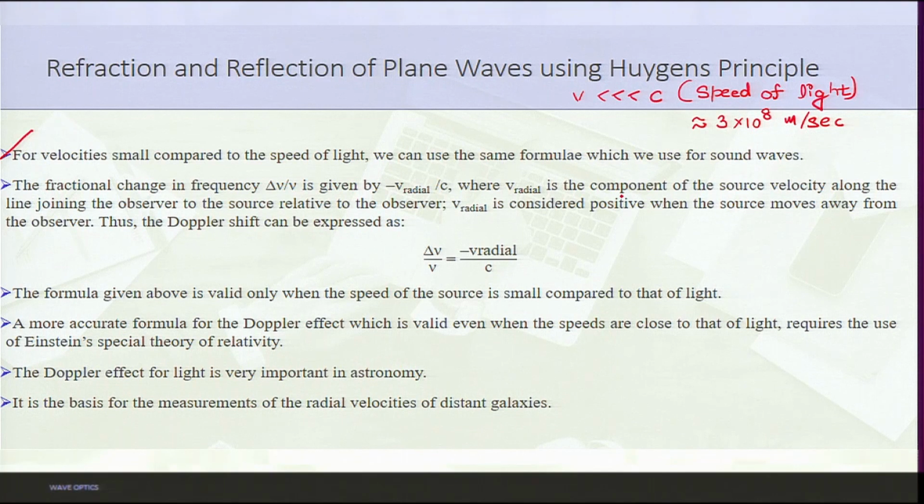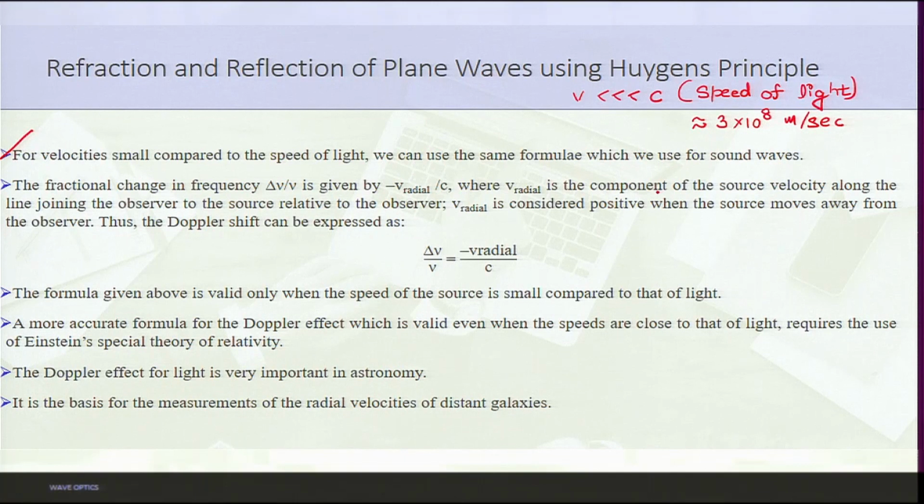V radial is nothing but the component of the source velocity along the line joining the observer to the source relative to the observer. So, if we are assuming that the velocity of the observer is 0, then v radial will be equal to v radial minus 0 only. There are basically two components, one is radial, that is going towards the source, and one is tangential. We are not talking about the tangential here, we are only talking about the velocity that is moving towards the observer.